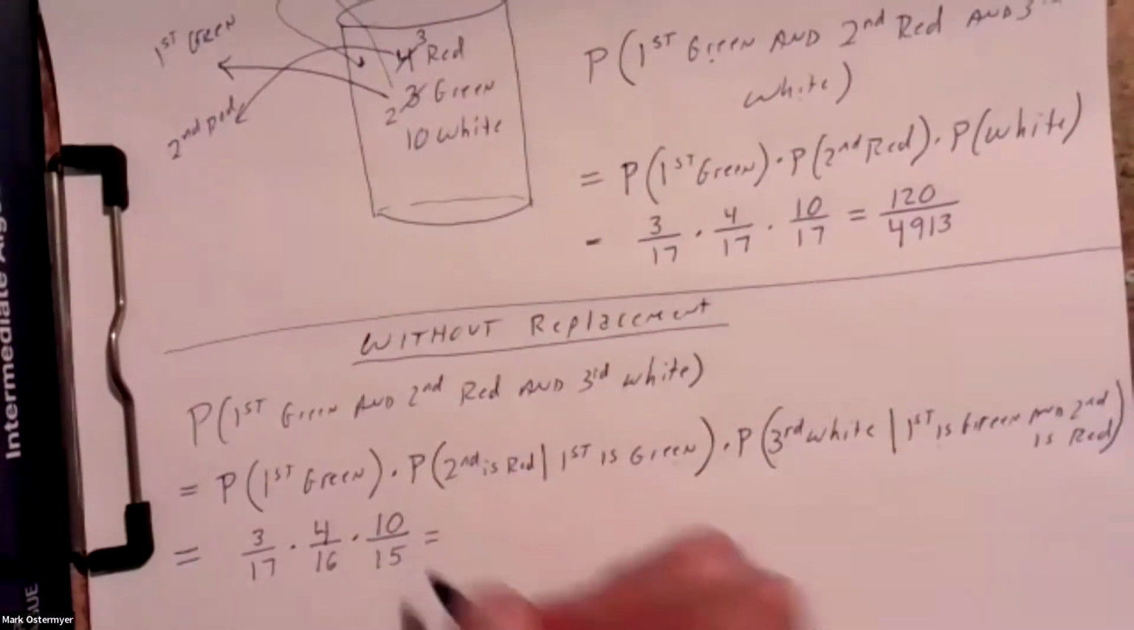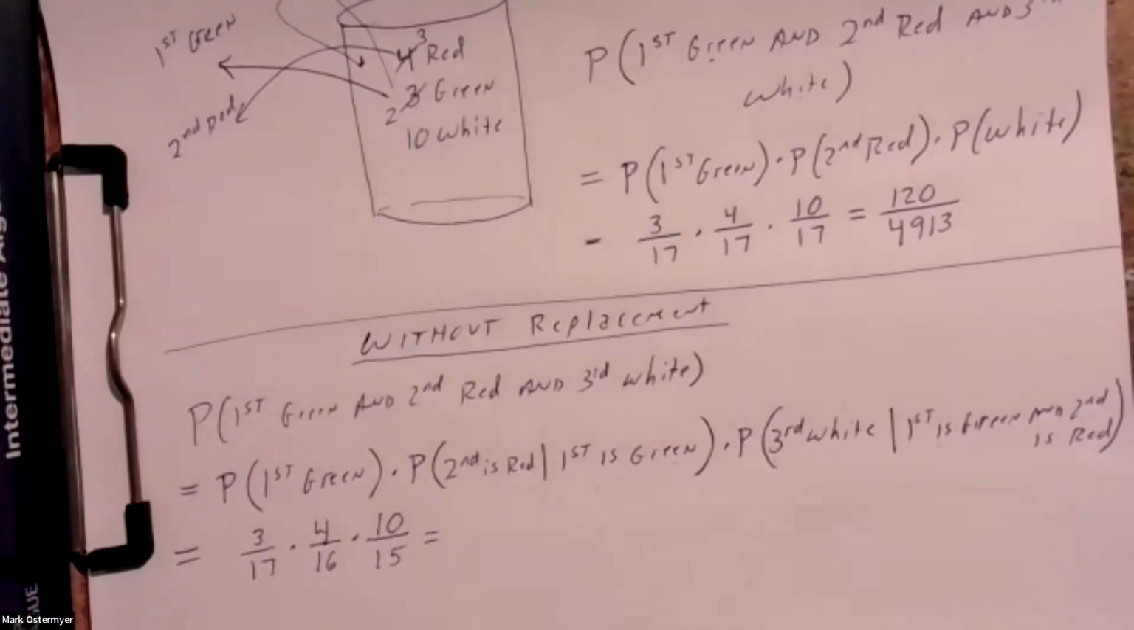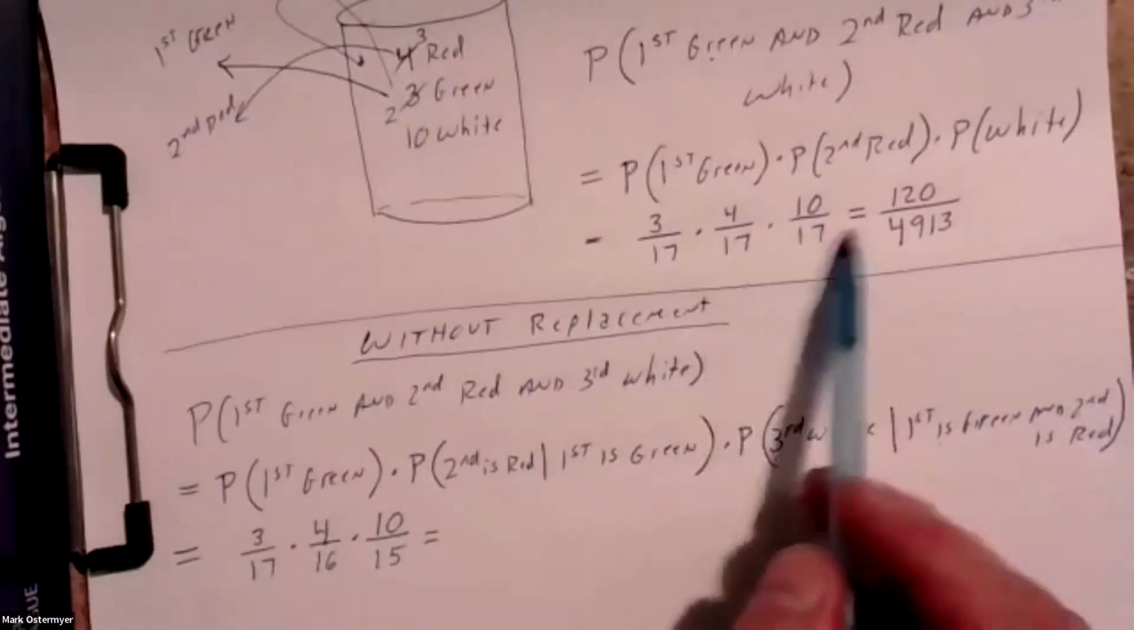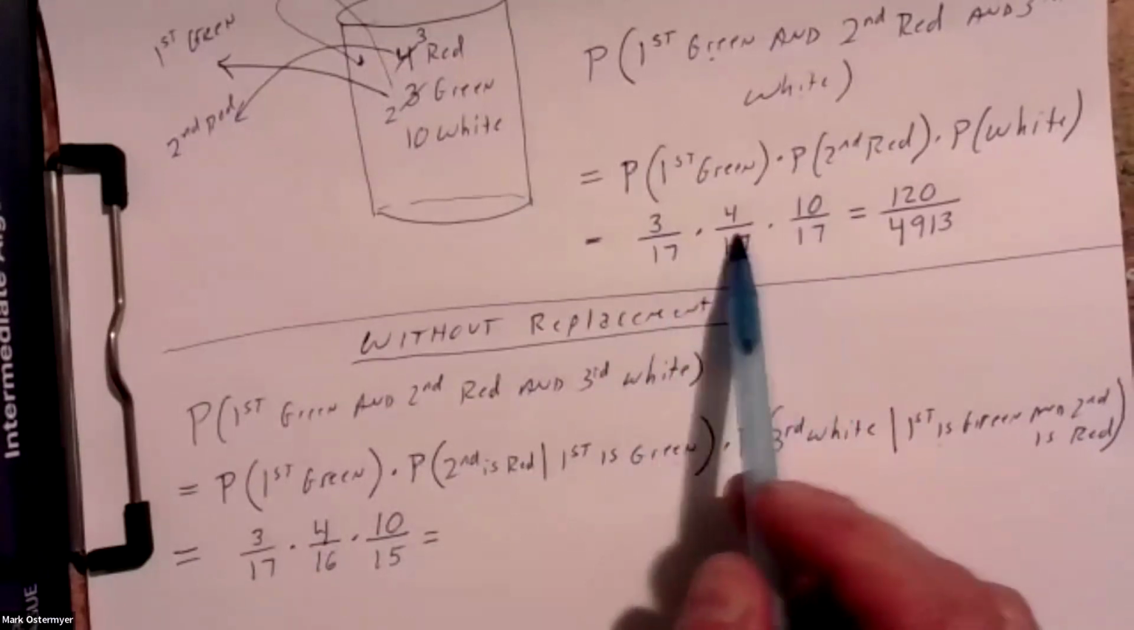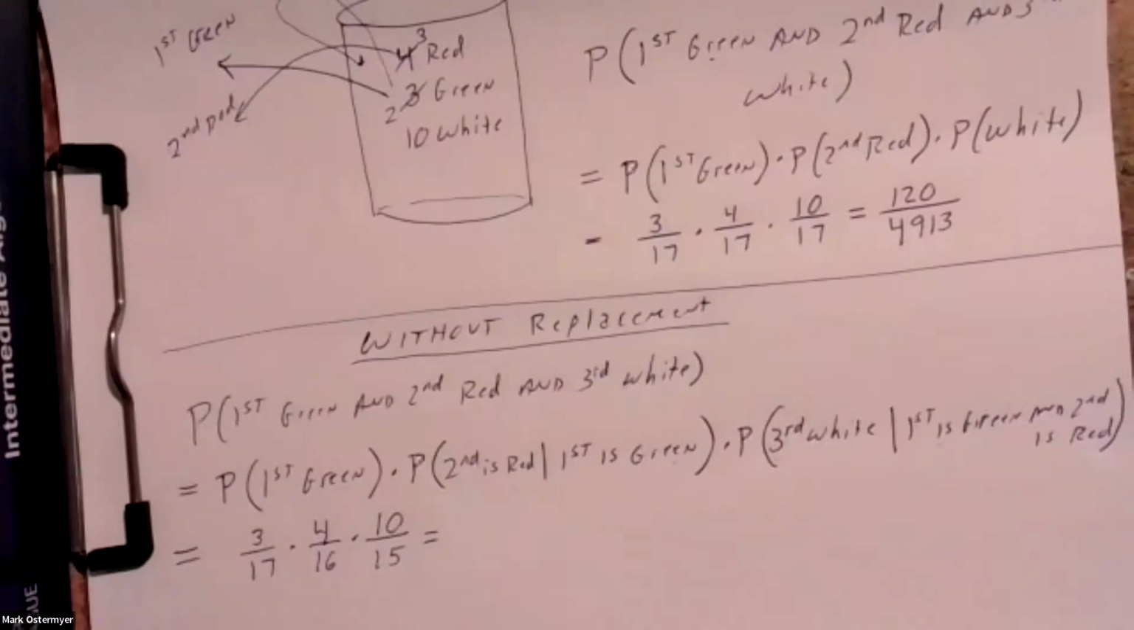And this is your probability of selecting a green ball and a red ball and a white ball if we conduct the experiment without replacement. Notice it's a lot different than the probability that we got when we replaced the balls. Okay, totally different probability.